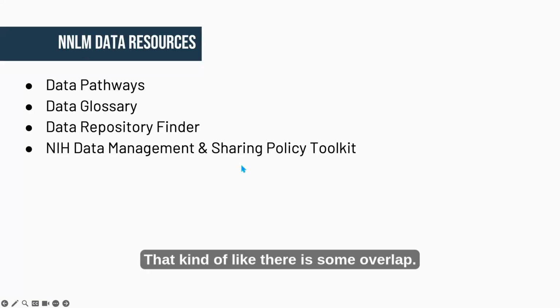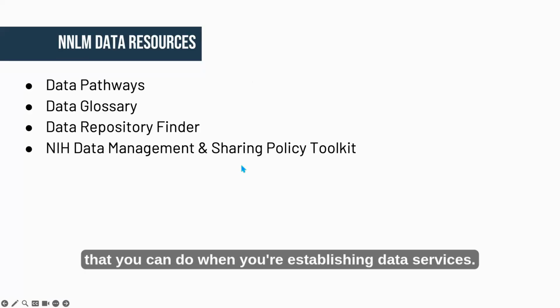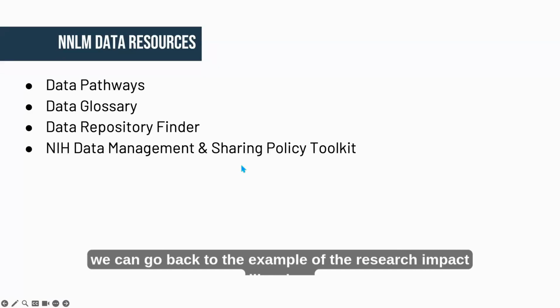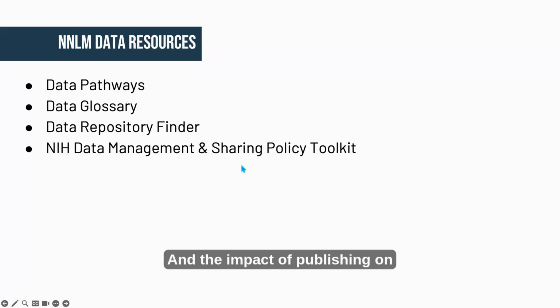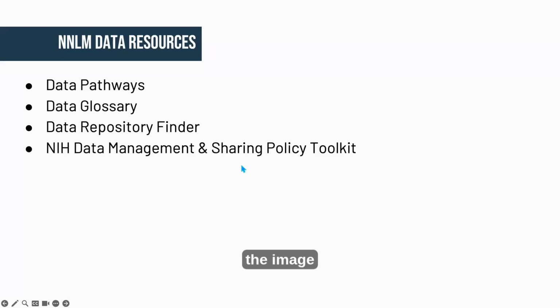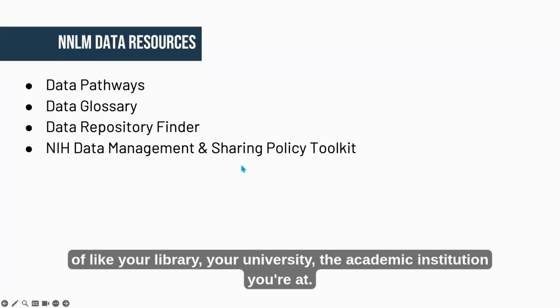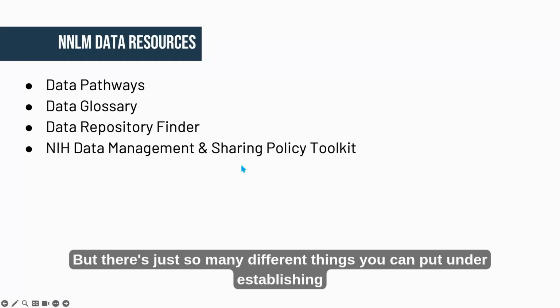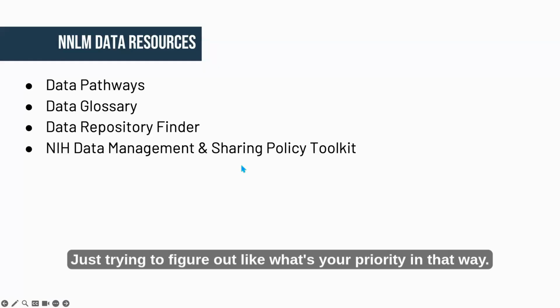Ooh, there is some overlap, but there are so many different things that you can do when you're establishing data services. Scholarly communications, I mean, we can go back to the example of the research impact librarian. A lot of them deal with scholarly communications and the impact of publishing on the image of your library, your university, the academic institution you're at. I feel like it falls under that. I don't know that answers the question, but there are just so many different things you can put under establishing research data services, just trying to figure out what's your priority in that way.